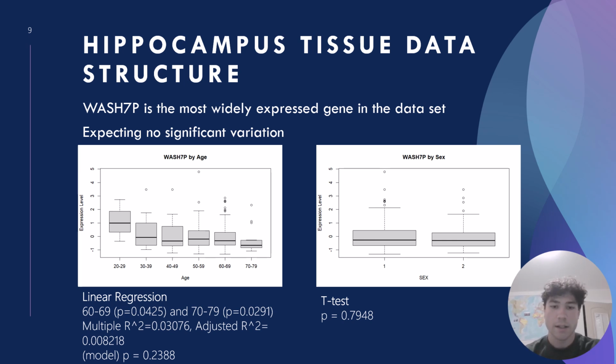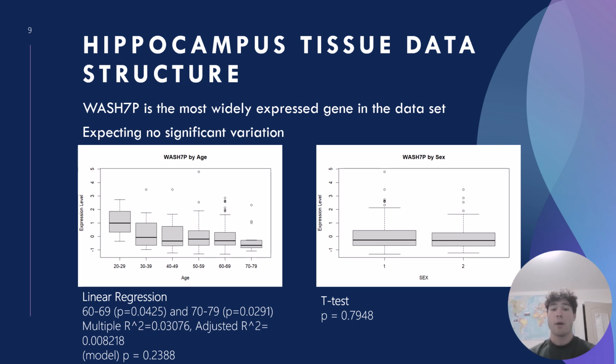You do actually see this little decreasing trend going on. So I ran linear regression, and there is significant variation in the 60 to 69 age group and then the 70 to 79 age group. But looking at the model, it's just not a super great fit, so I wouldn't really consider that too reliable.